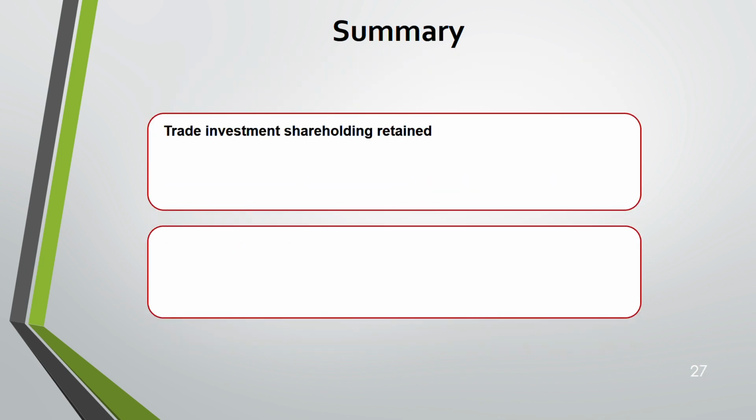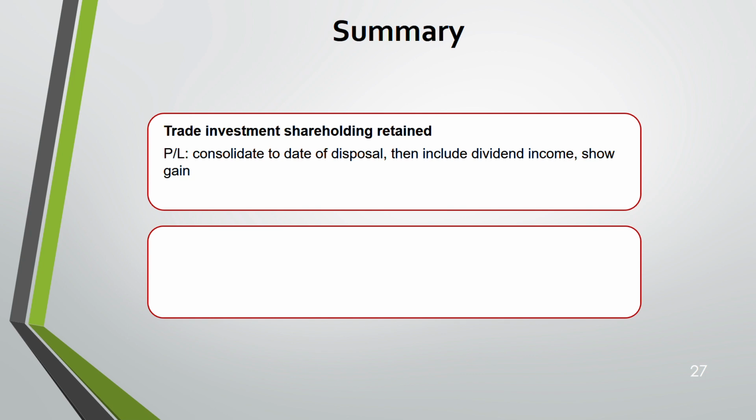Trade investment. Let's say it's under IFRS 9, less than 20%. Still, till the date of disposal you consolidate, then include dividend income or show gain in profit and loss. In your SFP, record the retained investment at fair value at disposal date.